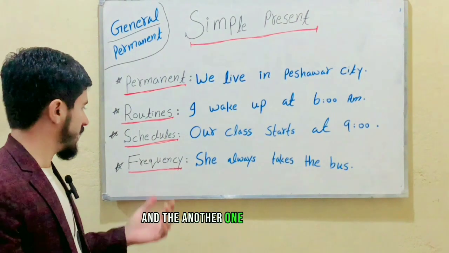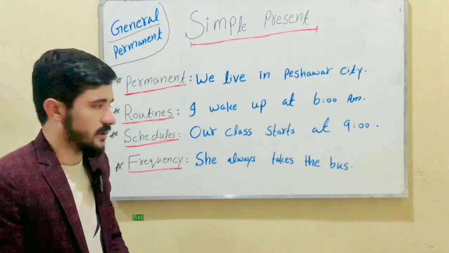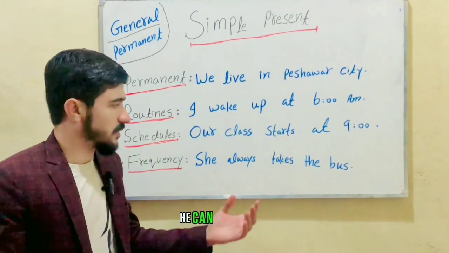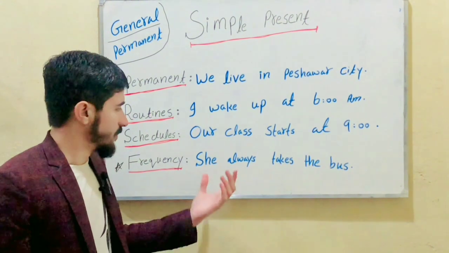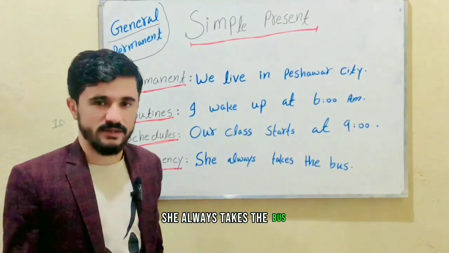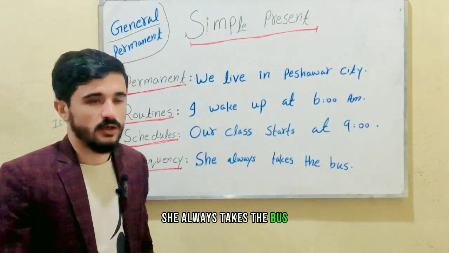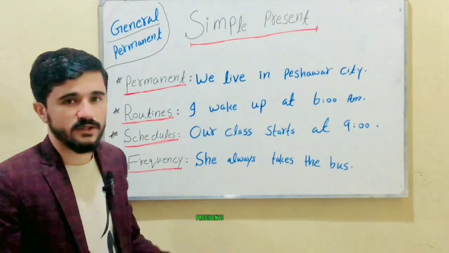And another one is frequency. What is frequency? If somebody is 100% sure, he can use always. Always means 100%. She always takes the bus. So it is a frequency. So that's all for simple present tense uses.